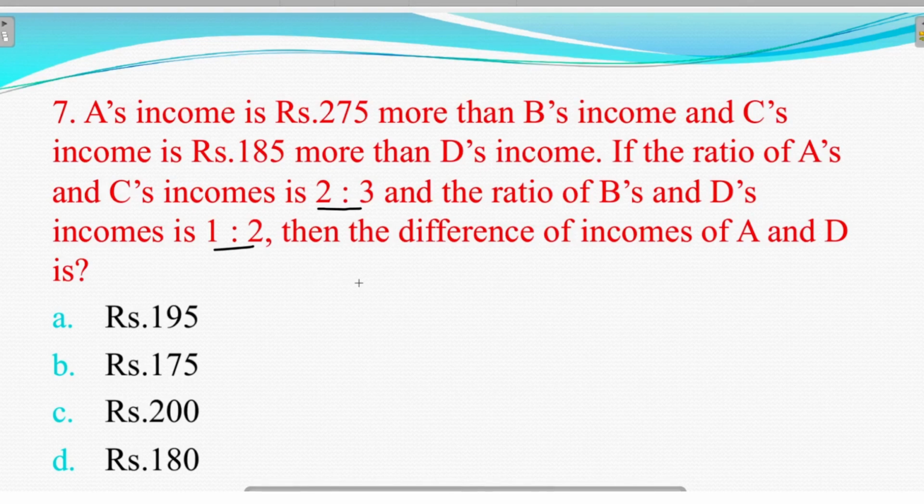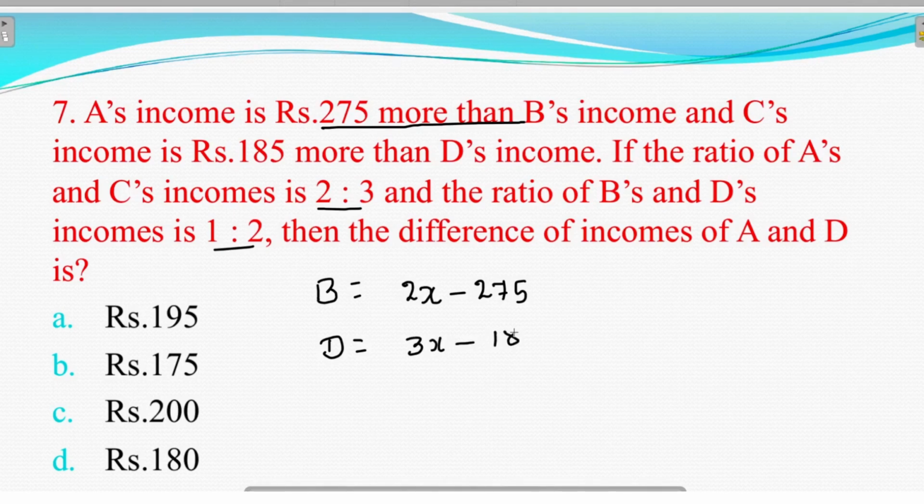The ratio they have given A and C is 2x and 3x. A's income is 275 more than B, so B's income I can write as A's income 2x minus 275. Also, C is 185 more than D, so D's income I can write as 3x minus 185. And I know now the B and D ratio will be 1:2. Now I can do this equal to 1 by 2 easily.